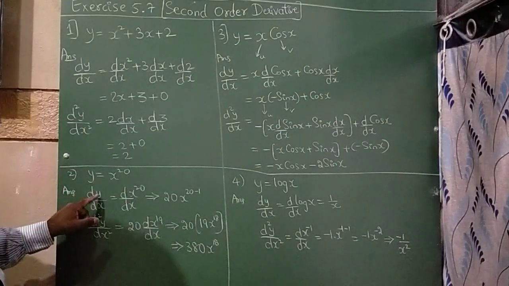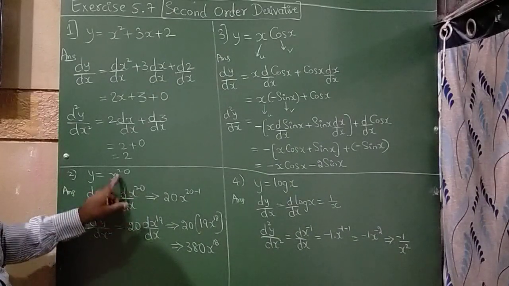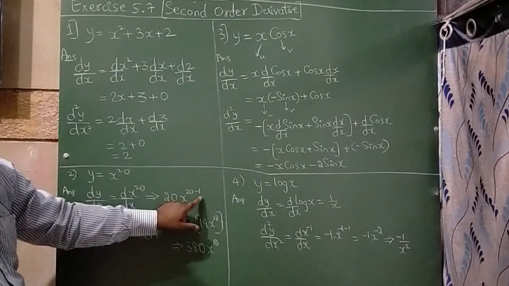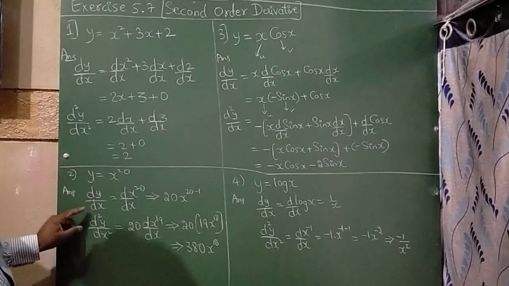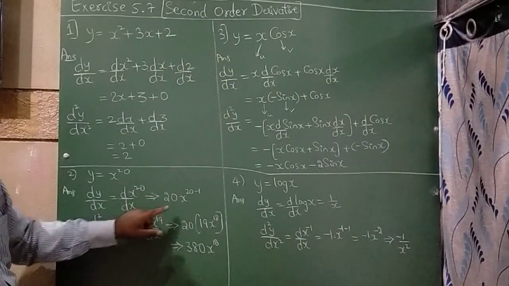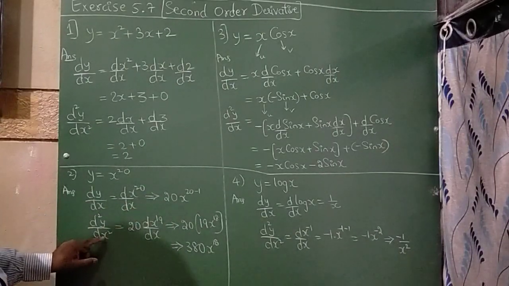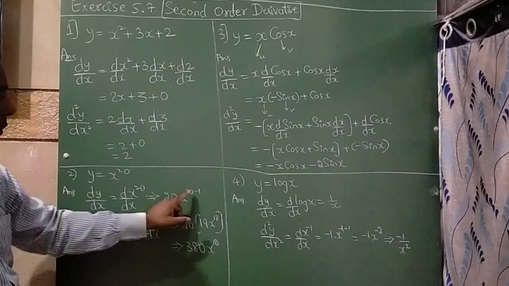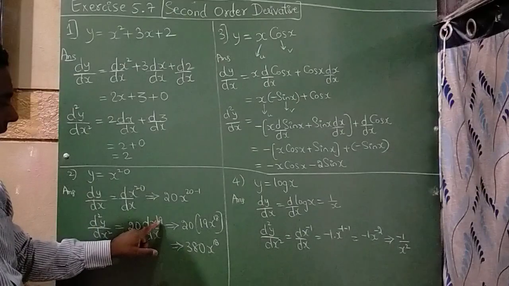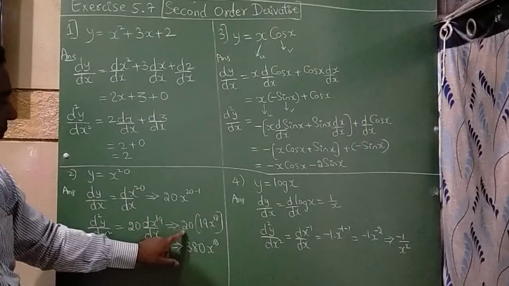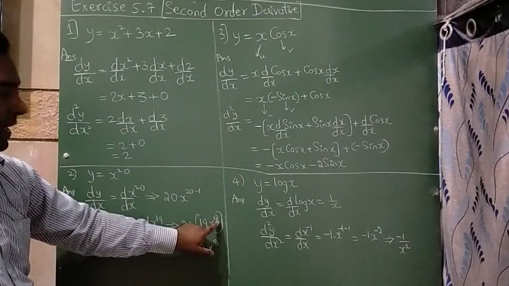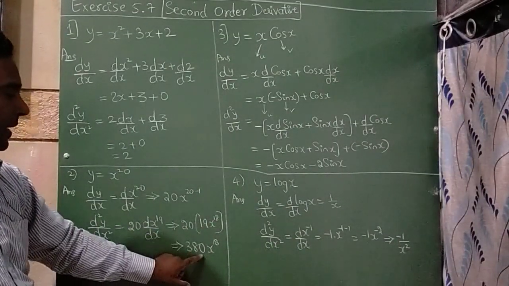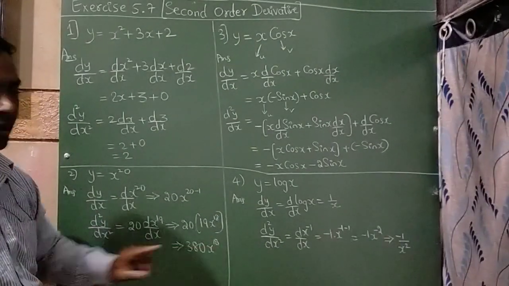Now d by dx of y is equal to d by dx of x raised to 20. According to the formula, 20x raised to 20 minus 1. Okay. Now second order means you need to differentiate whatever the answer you have got. So it is d square upon dx square of y is equal to this 20 I have written here, d by dx of x raised to 20 minus 1 is 19. So x raised to 19. Now this 19 x raised to 18, that is 19 minus 1. Now if you multiply 20 into 19, you will get 380 into x raised to 18.